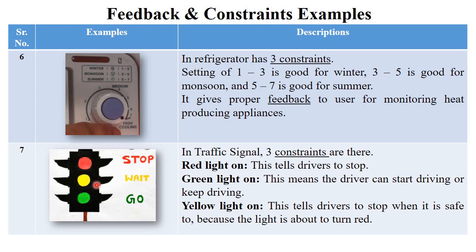And now the last example is traffic signals. I think you are all familiar with this. There are three constraints. The red light tells the driver to stop the vehicle. The green light indicates the driver can start or keep driving. And the yellow light tells the driver to stop when it is safe, because after yellow, the red light will be generated again. So these three signals work in the traffic signal, and everyone has to follow this rule. So this is called the constraints of traffic signals.